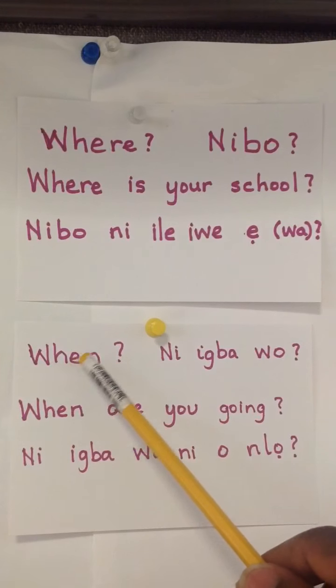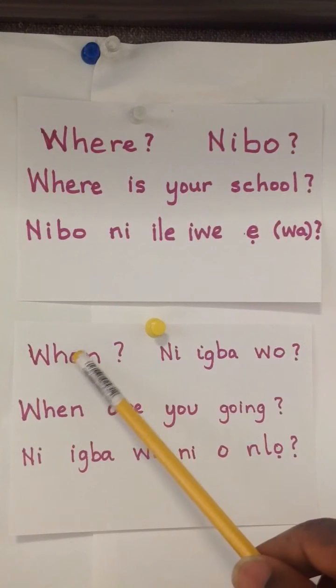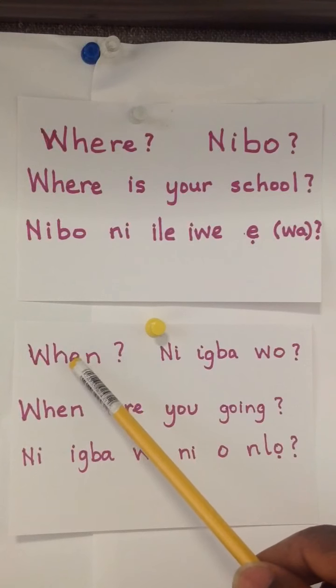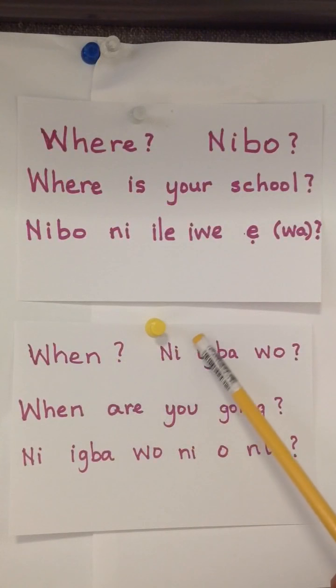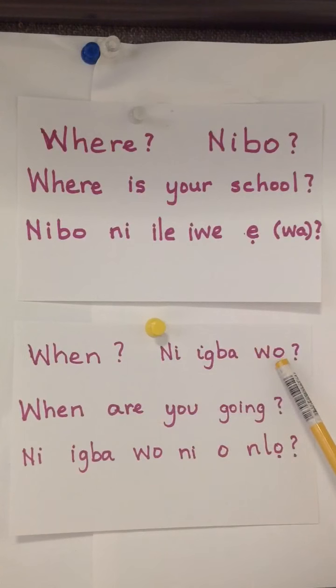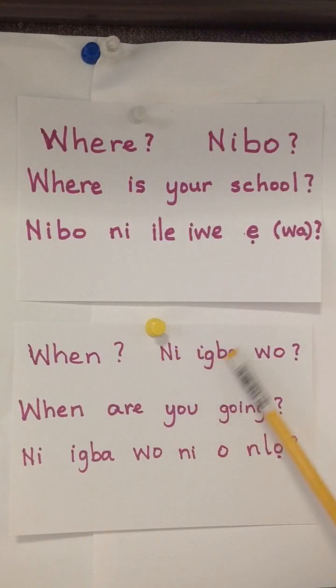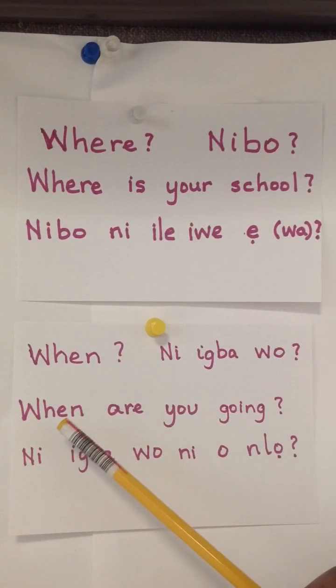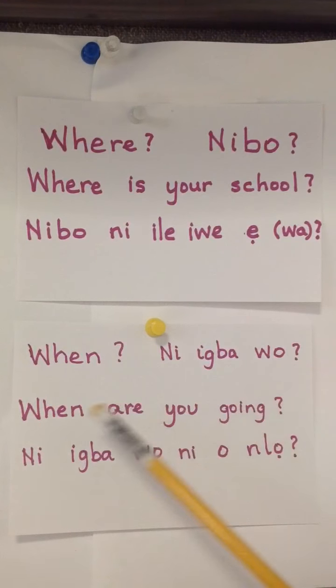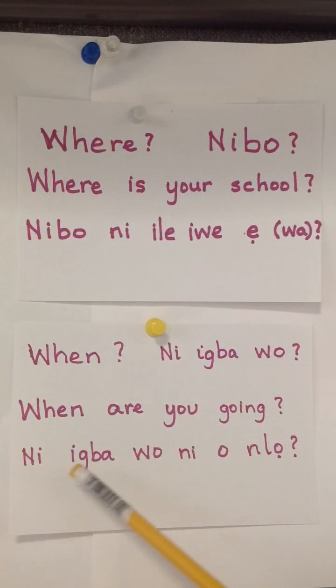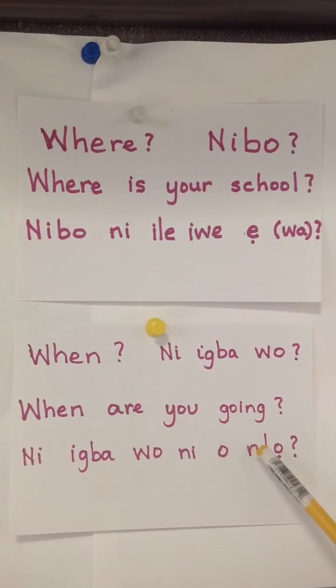Remember that sometimes you say when are you leaving, or you can say at what time are you leaving, right? So really, the Yoruba equivalent means at what time, ní ìgbà wo. So when you say when are you going, ní ìgbà wo ni o ń lọ.